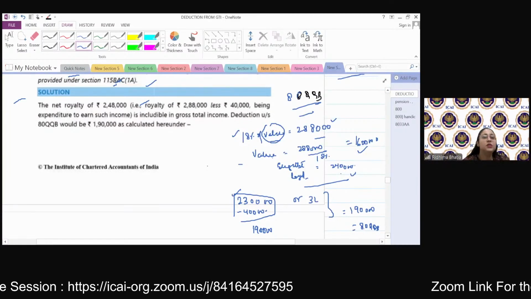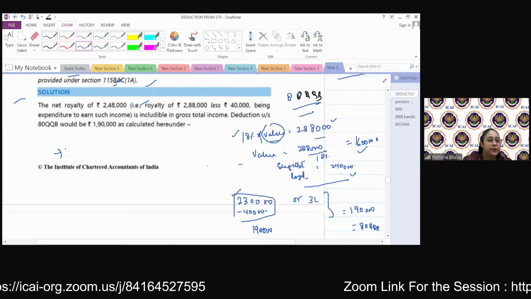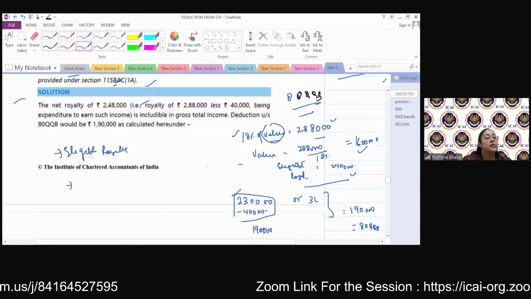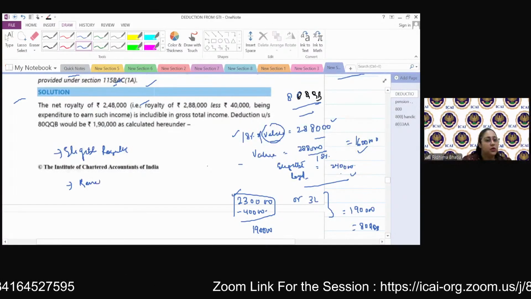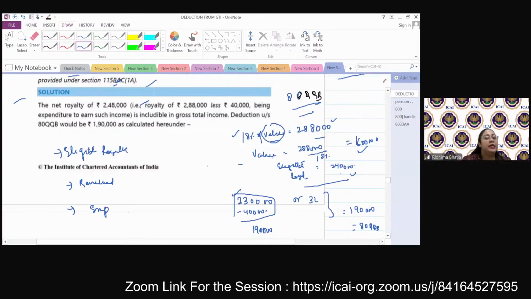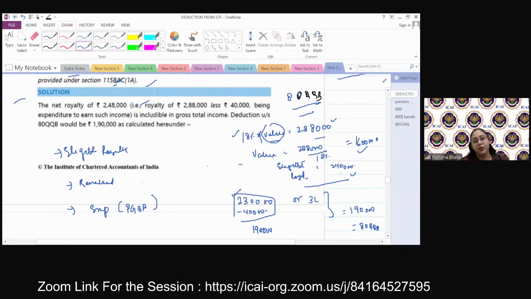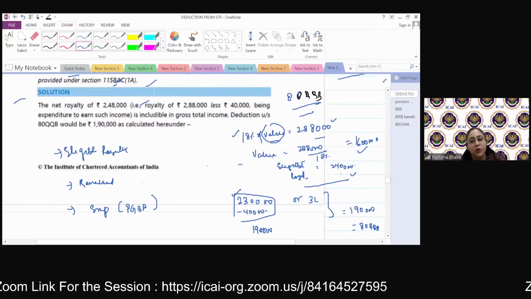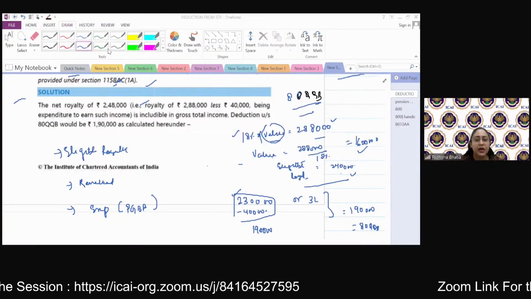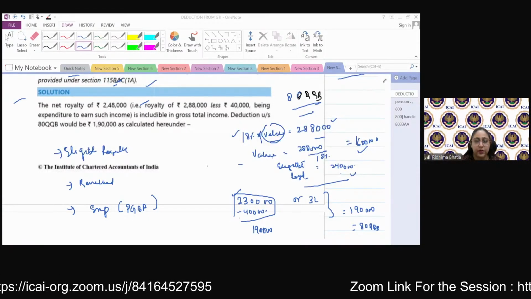A question generally comes from this, and you have to go step by step. First check is what is my eligible royalty. Second check would be what is the amount remitted to India. And third check would be to reduce any expense if already claimed under PGBP. After that, whatever amount comes, you have to compare it with 3 lakh. Whichever is lower would be your answer for the 80QQB deduction. Simple. Sorted? Perfect.